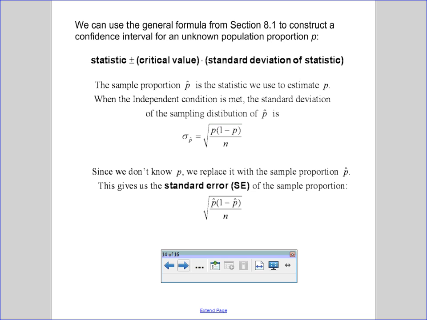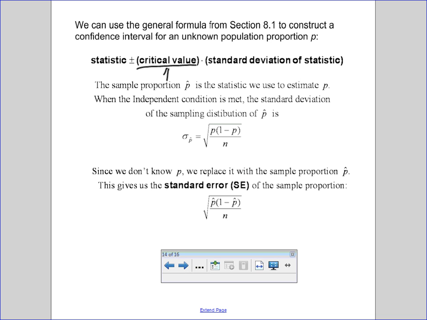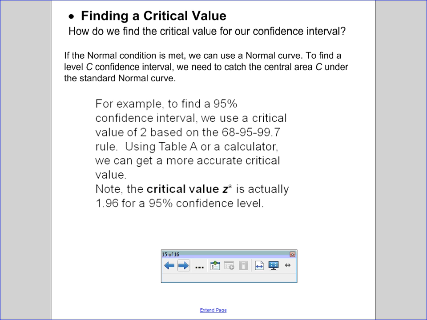I still have to describe to you how to define the critical value, but the standard deviation statistic is just that standard deviation you were finding on that last unit test. What is the standard deviation of the sampling distribution? And we don't have exact values for P, so we will estimate it with the standard error. All right. So how do you find the critical value?